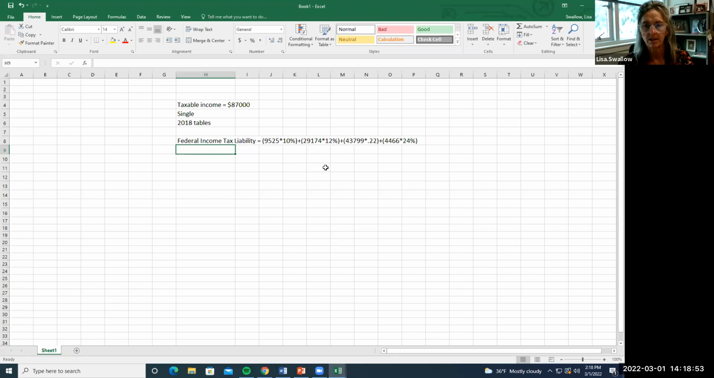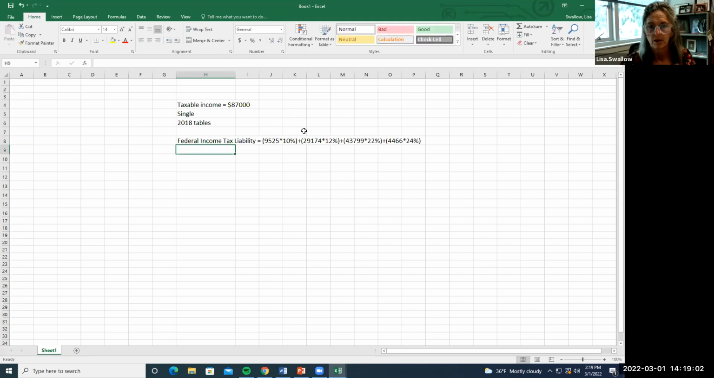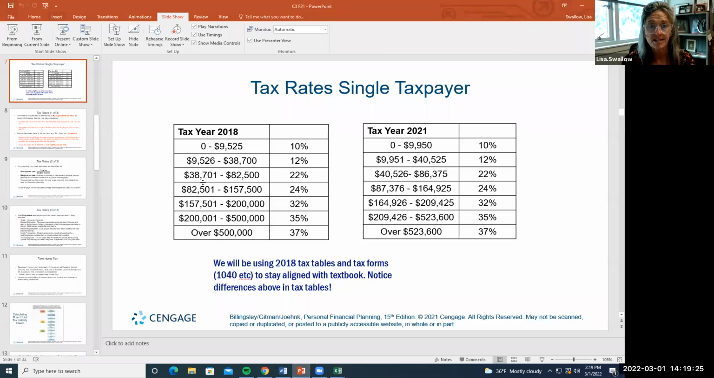Okay, so let me go back and just show you where I got all these numbers. So I'm writing out the algebra. My taxable income's $87,000, and all these different progressive chunks of income are taxed at different rates, right? And for example, this number 29,174, that's the difference between these two numbers, because that's a chunk of income that's taxed at 12%. Does that make sense?